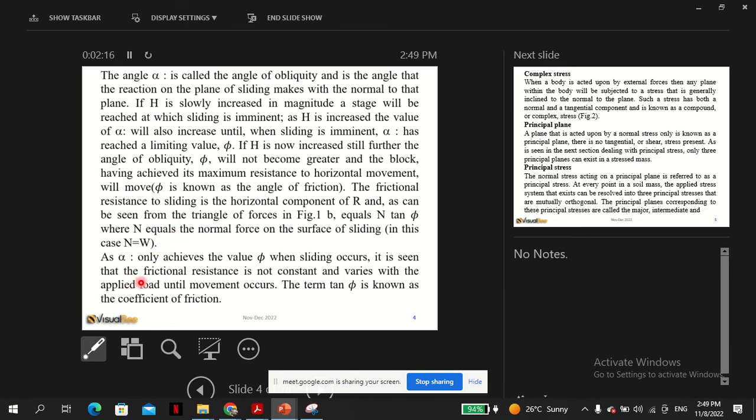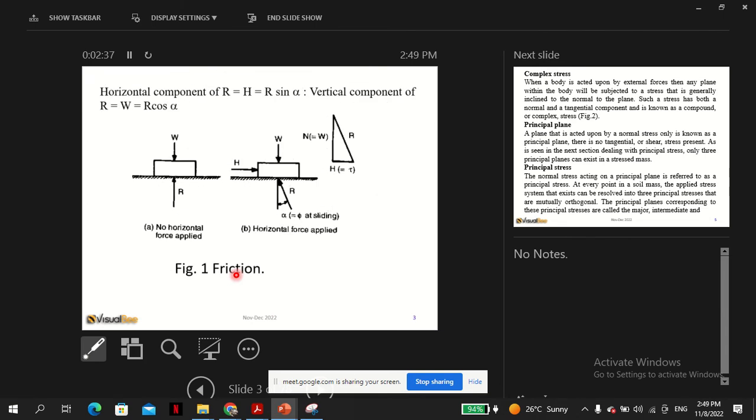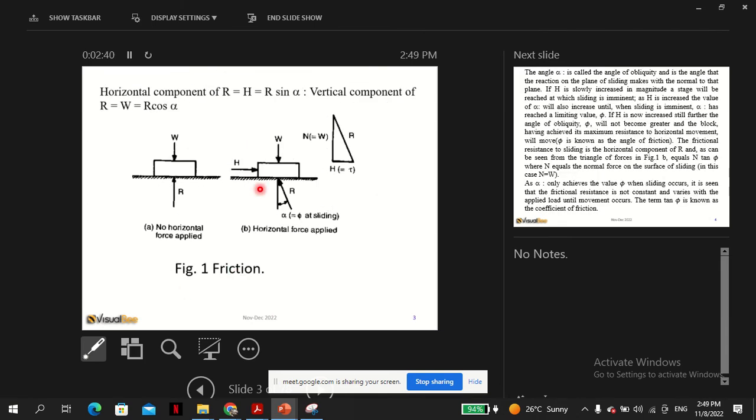As alpha only achieves the value phi when sliding occurs, it is seen that the frictional resistance is not constant and varies with the applied load until movement occurs. The term tan phi is known as the coefficient of friction. Coefficient of friction. So N tan phi. That angle would be here.